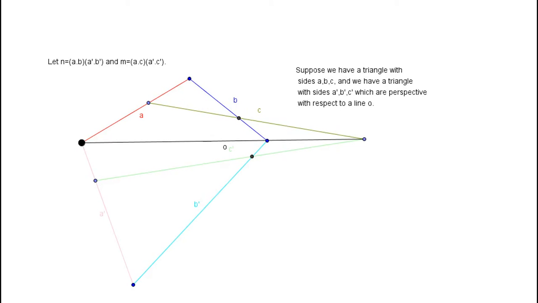Well, what we're going to do is define a couple of extra lines. One line going from essentially the top vertex of this diagram to the bottom, so that's from AB to A dash B dash. We'll call that line N. And we'll also define another line called M, which goes from AC to AC dash.